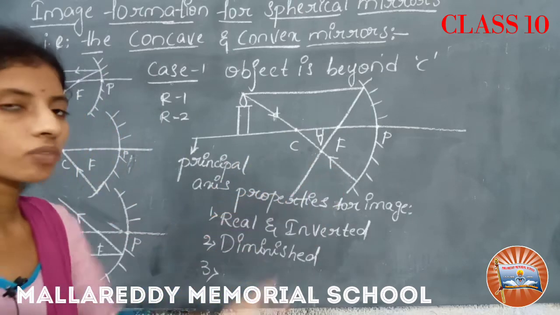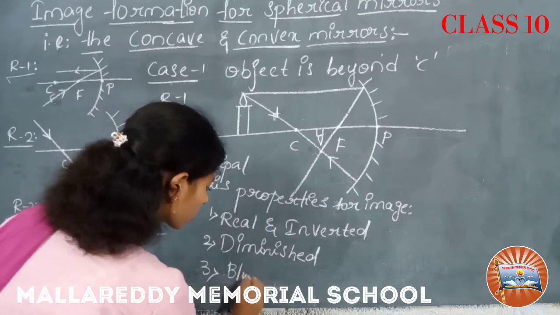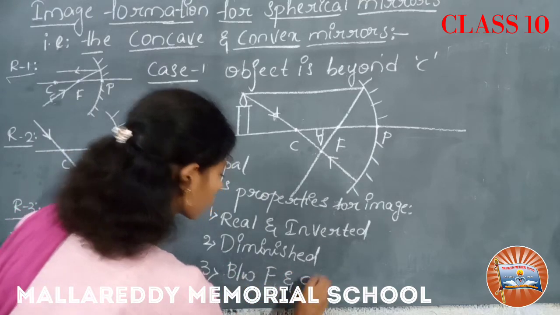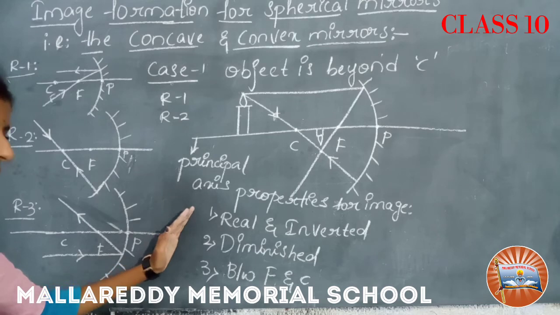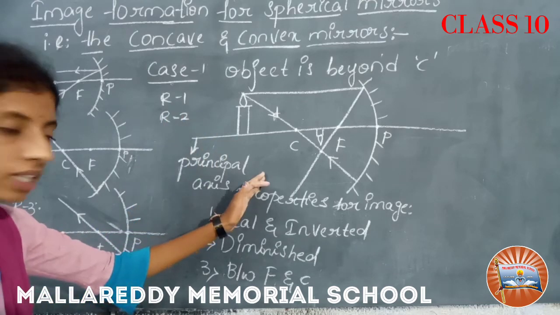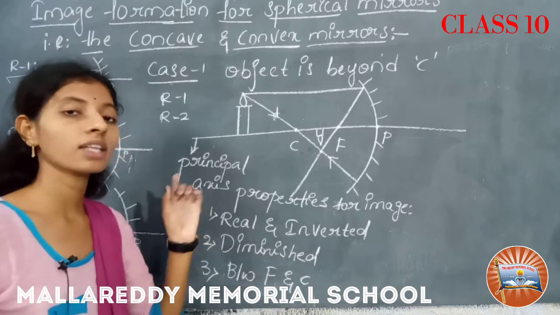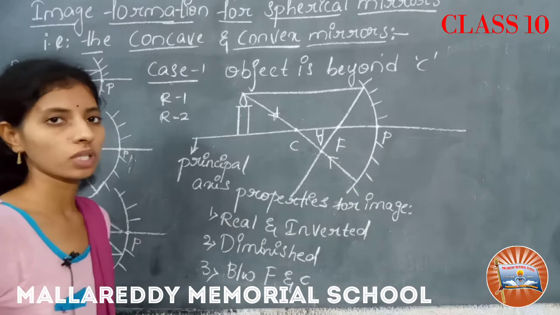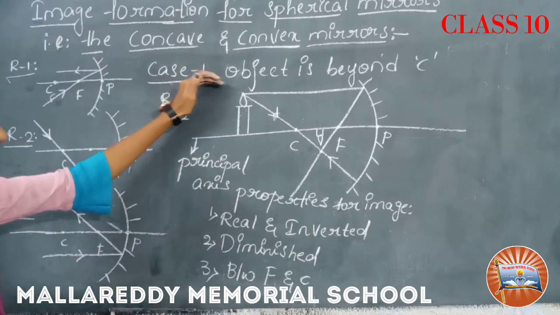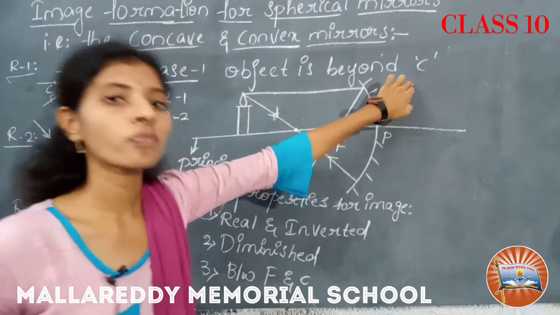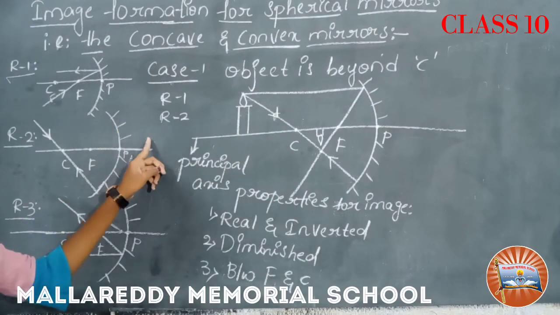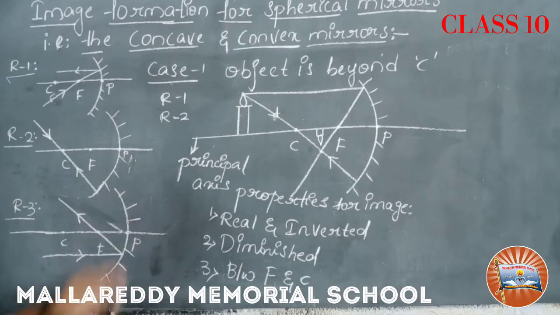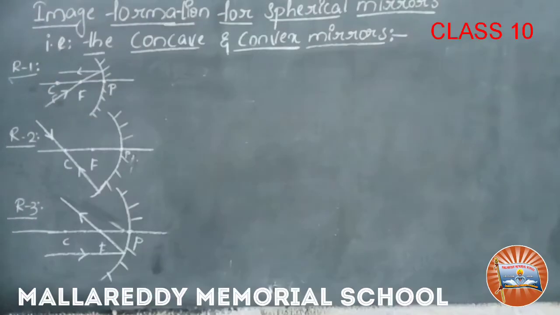And the position of the image is between F and C. So the image is real, inverted and diminished, and the position of the image is between the center of curvature and the principal focus. So when the object is kept beyond C, we are using rule 1 and rule 2 here. Okay, this is the object when we keep it beyond C. Now I want to rub this out to draw the second case.